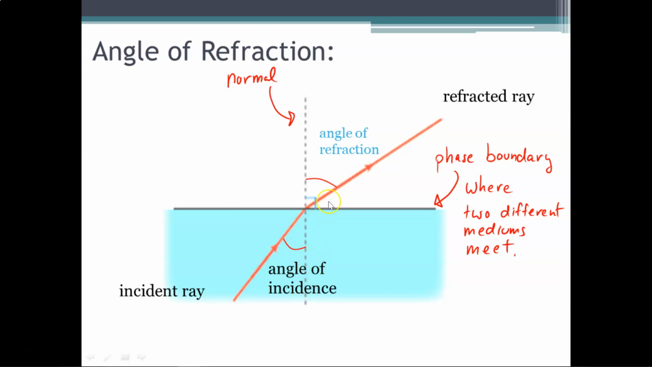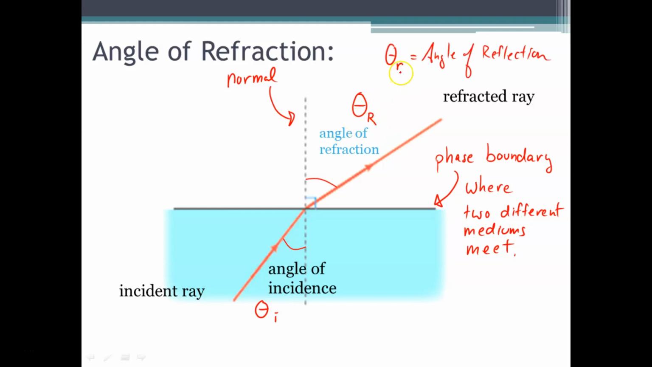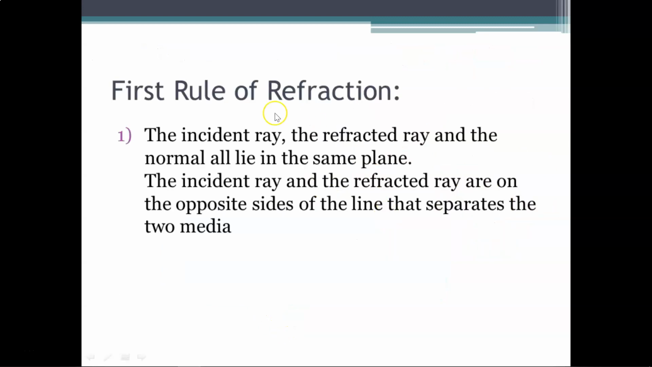So that hasn't changed. But now we talk about the angle of refraction. So it's not reflecting back, but it's refracting out. Again, we always measure the angle from the normal to the ray, in this case, the refracted ray. So we call this the angle of refraction. Now the symbol for the angle of refraction is theta with a capital R. When it was reflection, we used a lowercase r. So be careful. Lowercase r, angle of reflection. Capital R, angle of refraction. Now the angle of incidence doesn't change. It's still theta I. There are two rules we need to be aware of when dealing with refraction.